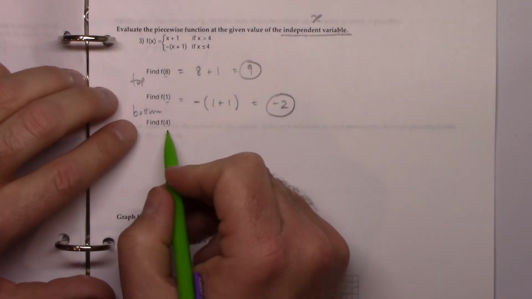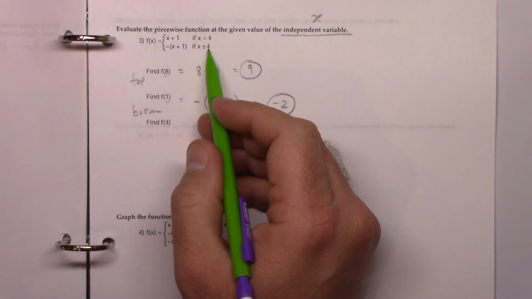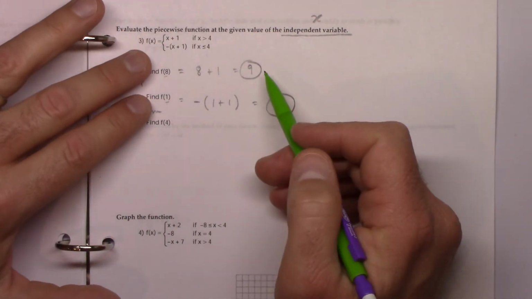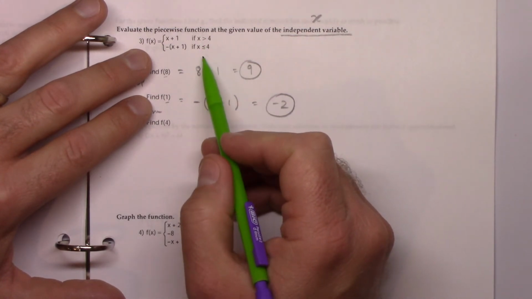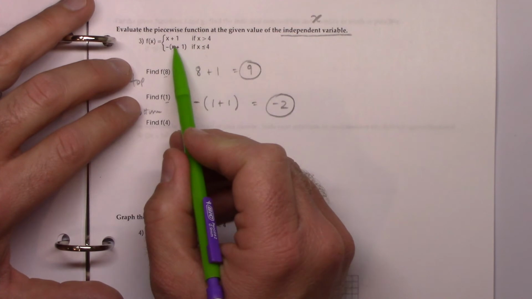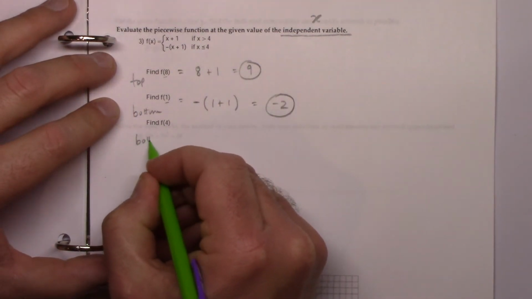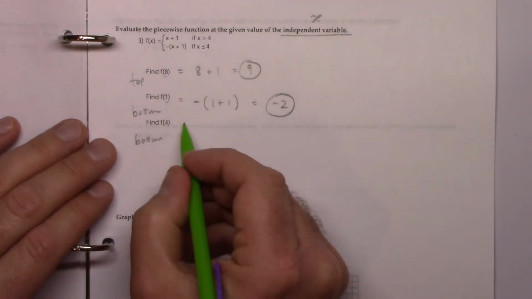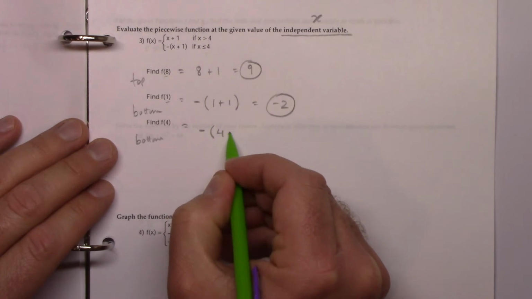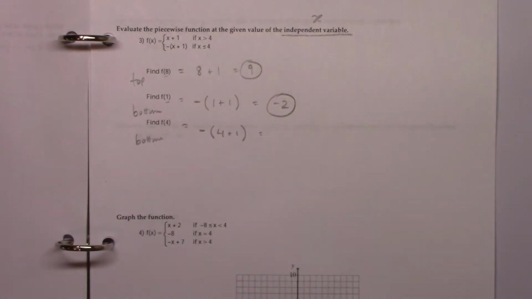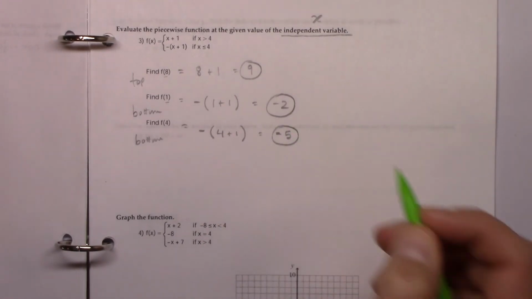Finally here, they ask us to find f of 4. Now when you look, that's kind of the breaking point in the piecewise function. This is when it's really important to understand and look for which of these has the or equal to option. And so notice the bottom piece, x less than or equal to 4. So we're still going to be plugging into the bottom piece of that function. So that's negative, parentheses 4 plus 1. And that's negative 5 for the final answer.